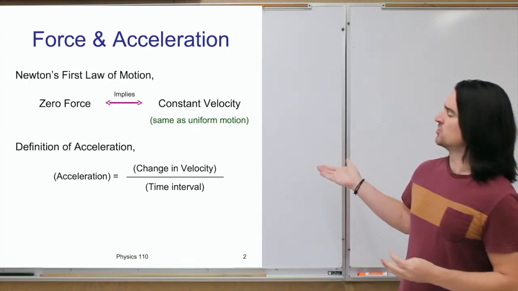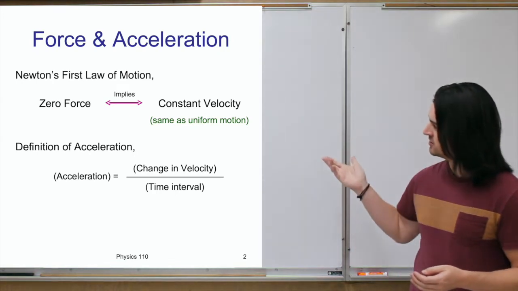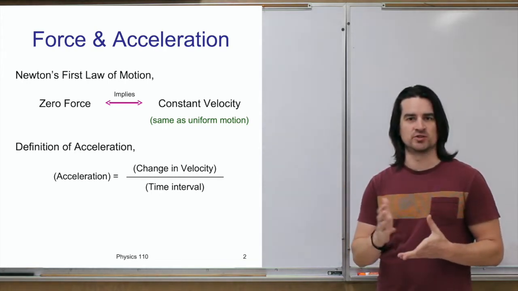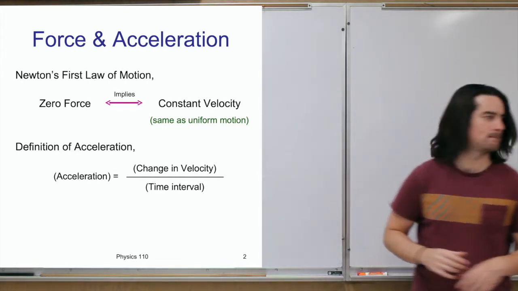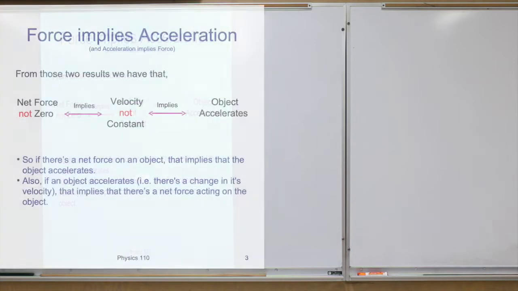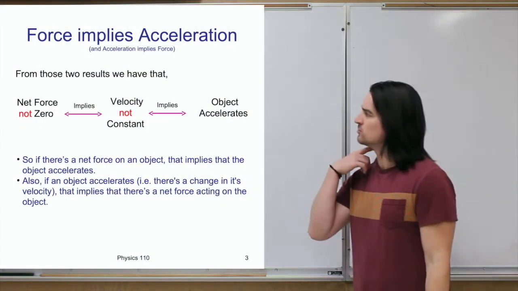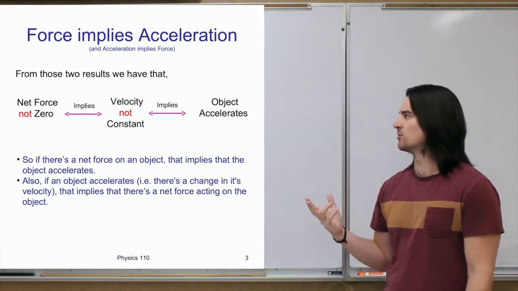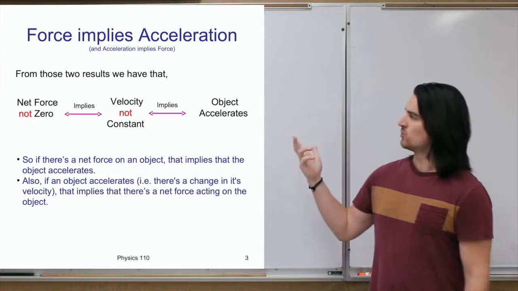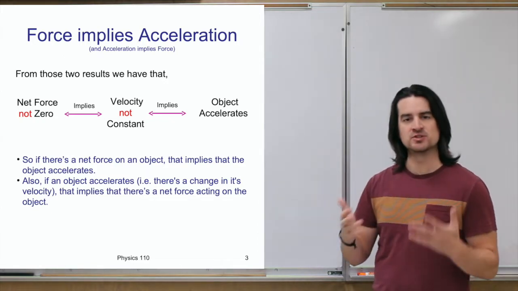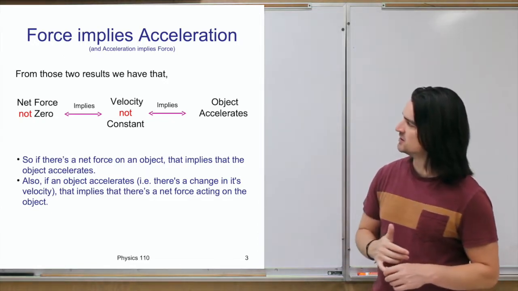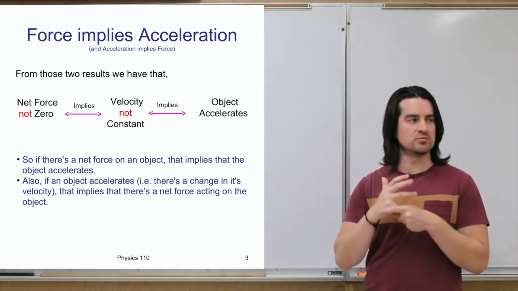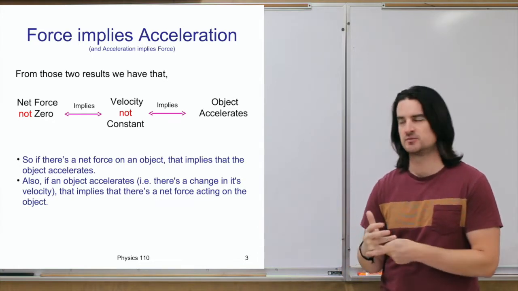And then also we looked at the definition of acceleration last time, which was essentially how much an object changes its velocity over time. And so some of the implications of Newton's first law was that if there's no net force, or the net force is equal to 0 on an object, then the velocity or the motion of the object is not going to change.